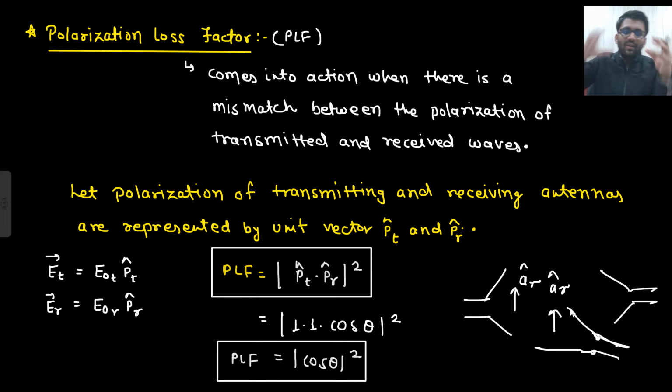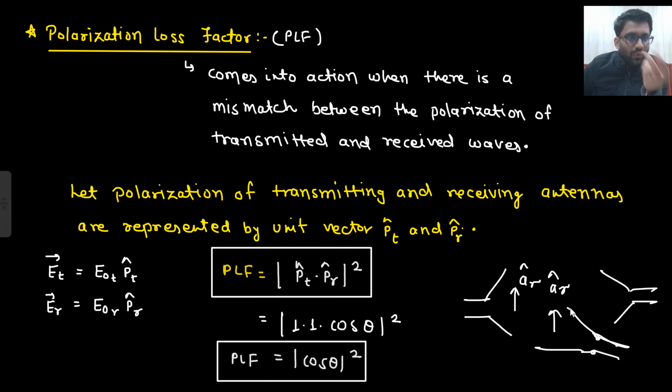Are you getting this point? From here, the electric field went out parallelly. But now your receiving antenna is placed something like this. So there is some angle between the transmitting and receiving antenna, right? Previously, the angle was 0. Both were parallel to each other. But now the receiving antenna is like this. This is your transmitting antenna. So now there is an angle between the transmitting and receiving antenna. So this theta is the angle between the transmitting and receiving antenna.